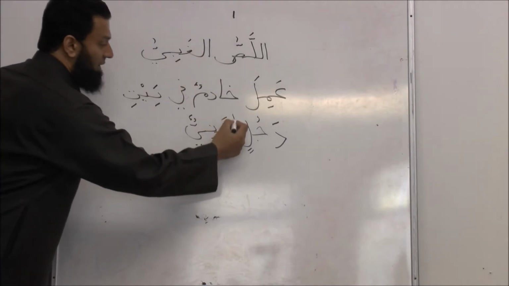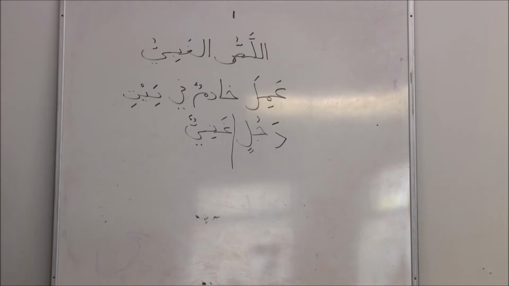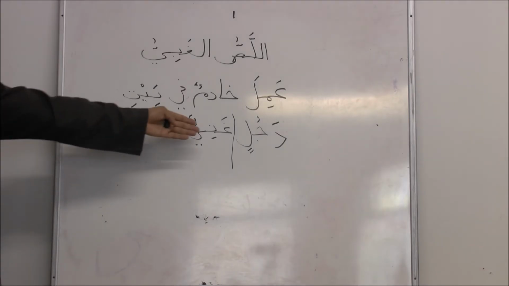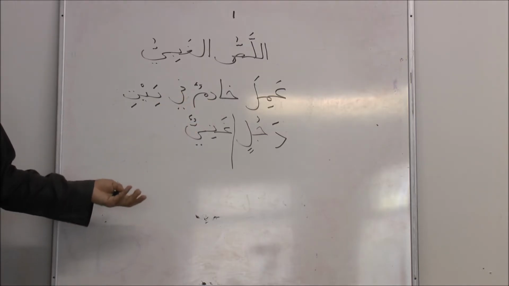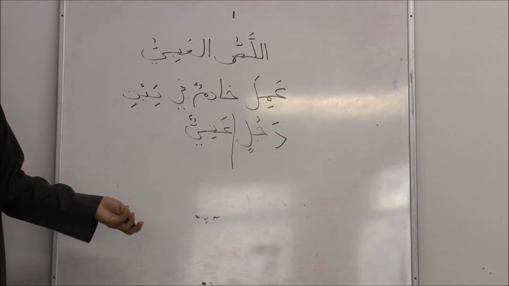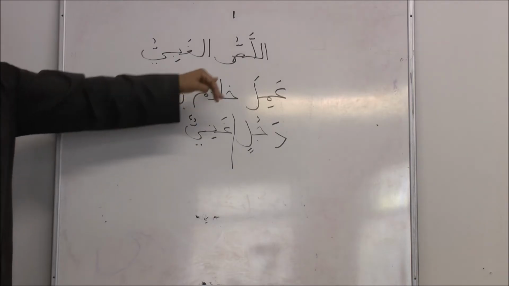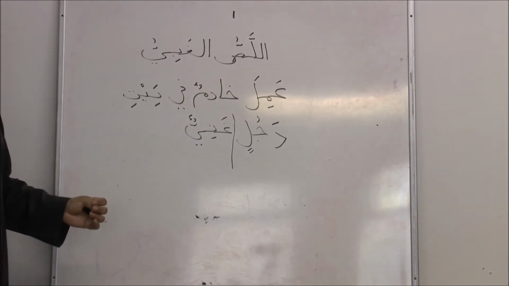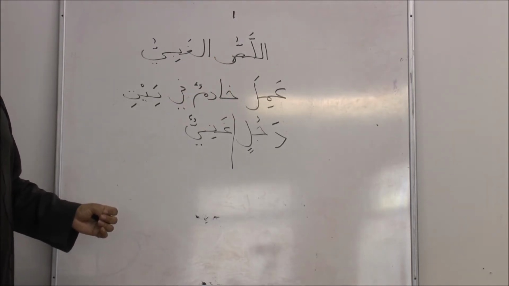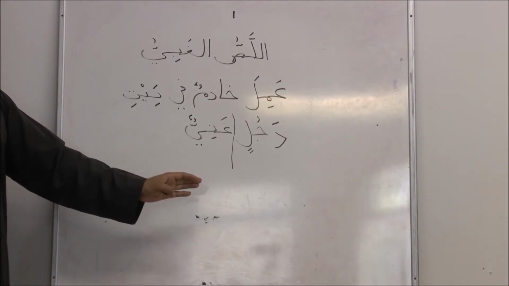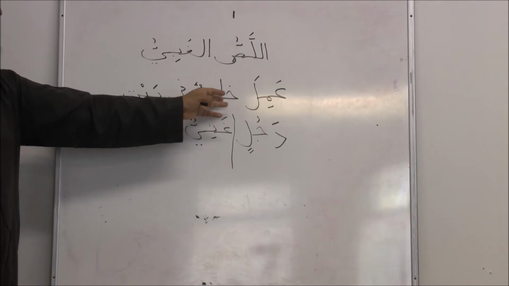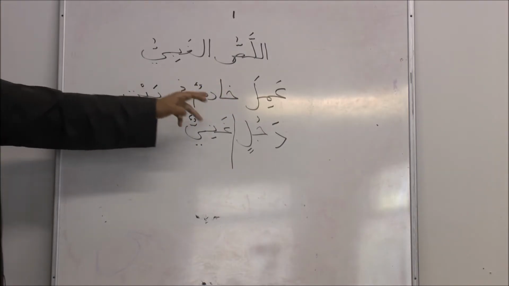Even if we stopped at this point, it's a perfectly correct sentence. What does it mean now? A servant worked in a man's house.